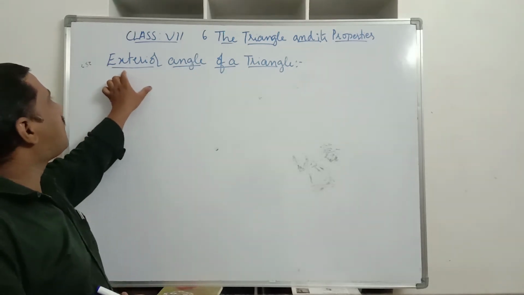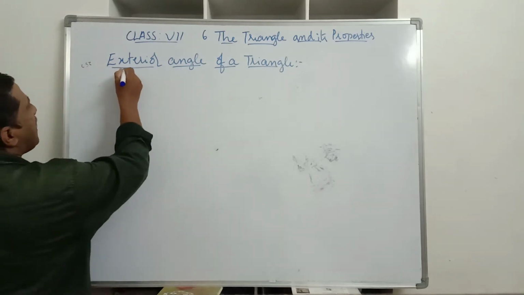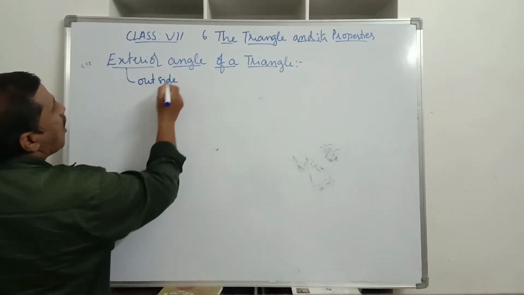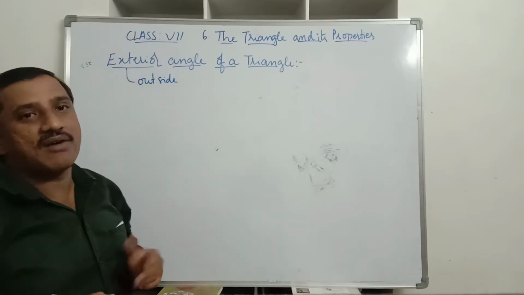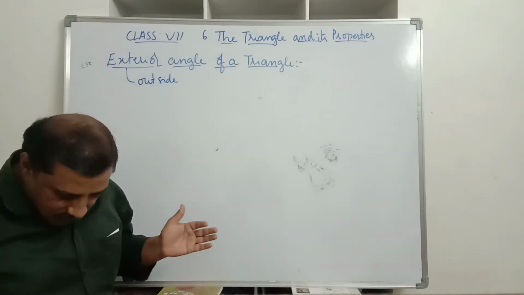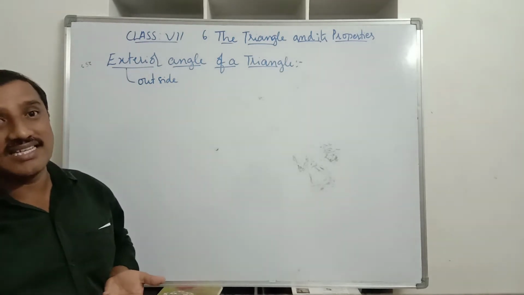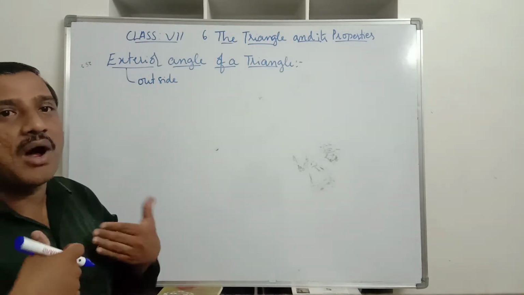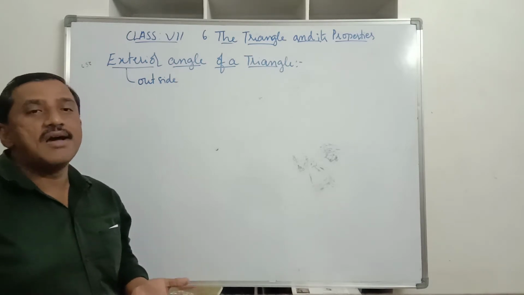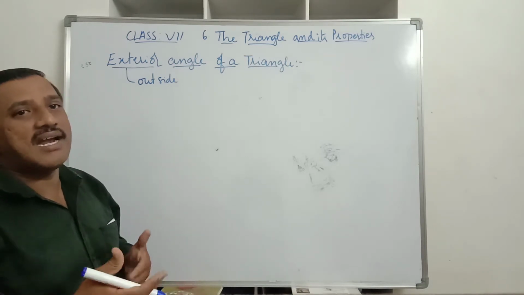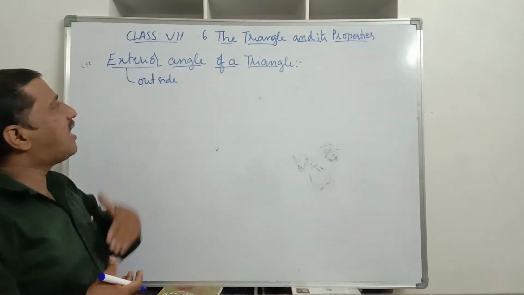What is the meaning of the exterior? Exterior means outside. Angle formed outside of a triangle, simply we can say, is known as exterior angle. How is the angle formed outside? By extending one side of the triangle, an exterior angle is formed.